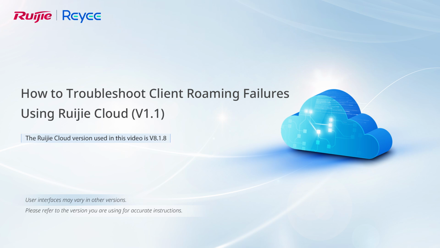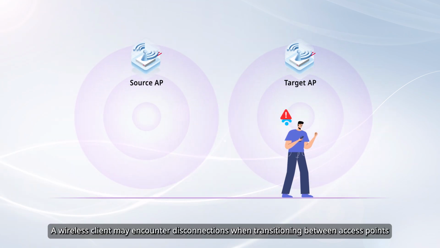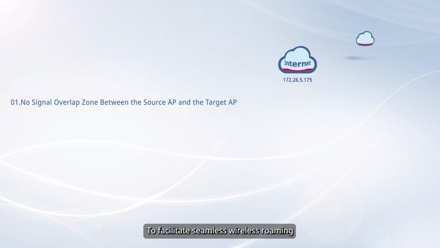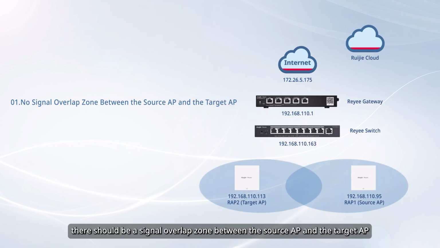This video introduces how to troubleshoot client roaming failures with Ruijie Cloud. A wireless client may encounter disconnections when transitioning between access points. To facilitate seamless wireless roaming, there should be a signal overlap zone between the source AP and the target AP.